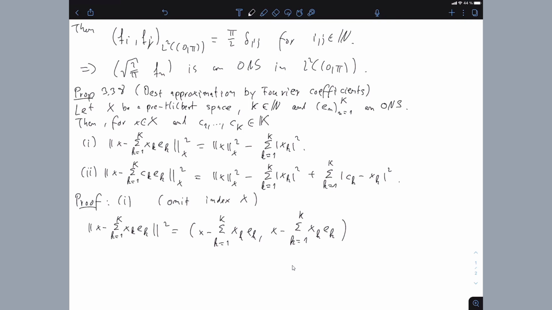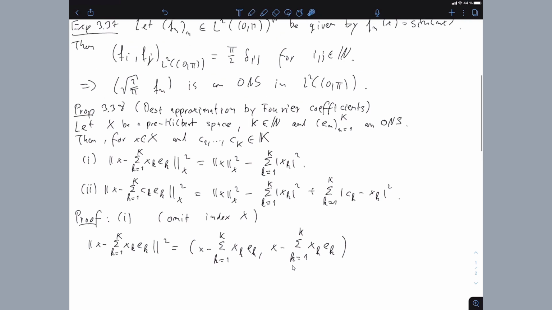We are given x, we are given the e's, so that we know what the xk is. Our quest is to figure out what the size of this is. So we want to see that it's just the difference of the norm of the vector, or the norm of the function, to the sum of the coefficients.